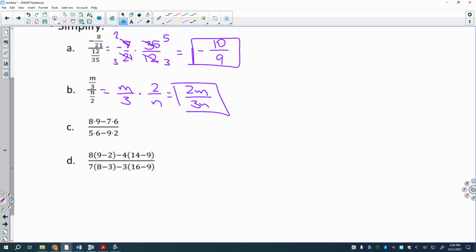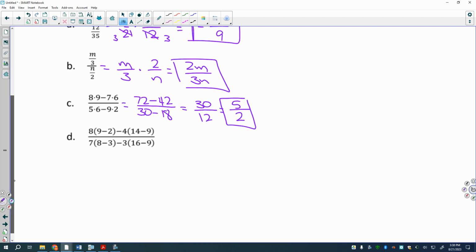On C, I go through bit by bit. I do what's in the top, 8 times 9 minus 7 times 6. So 72 minus 42 over 30 minus 18. I go ahead and do those multiplying. 72 minus 42, that's 30, over 30 minus 18 is 12. Now 30 over 12, put that in lowest terms. They're both divisible by 3. Actually, they're both divisible by 6. 30 divided by 6 is 5. 12 divided by 6 is 2.